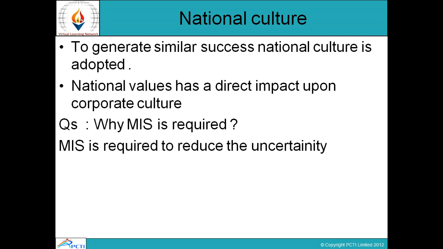National culture. Now, let us discuss something about the national culture. National culture is basically used to generate similar success, because national culture is adopted. National culture has its own values, impact on the corporate culture. Now, let us have an idea of why an information system is required at the management side. So, information system is basically required to reduce the uncertainty.